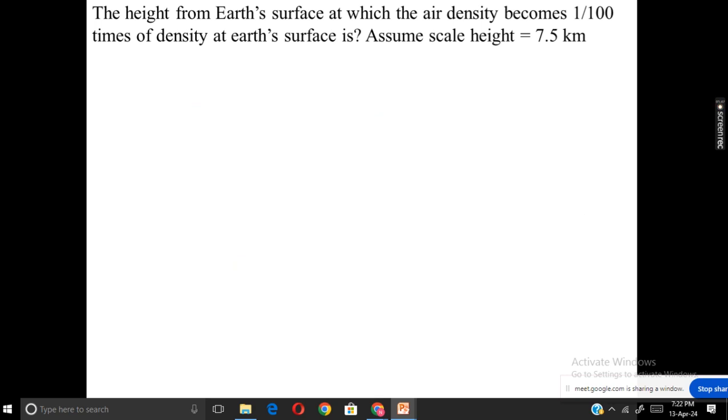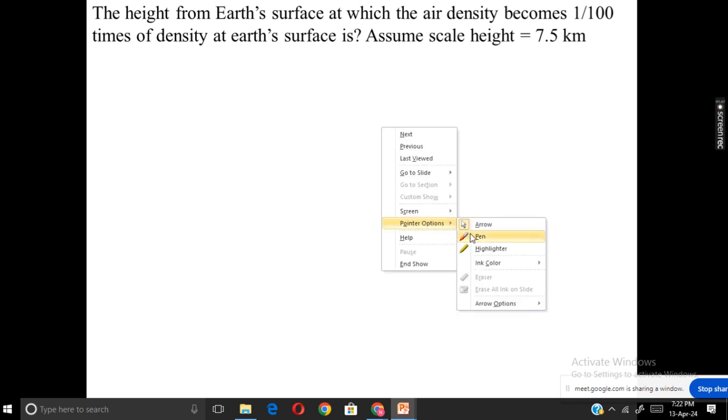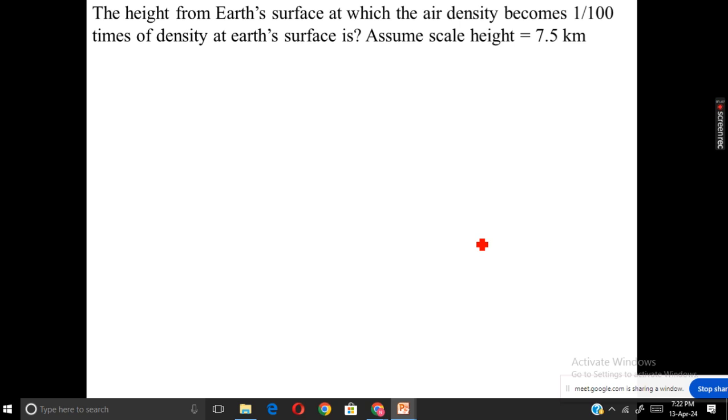The next question is, the height from the Earth's surface at which the air density becomes 1 by 100 times the density at Earth's surface. Assume scale height is equal to 7.5 km. This thing we have been doing since the first class. This is based on the vertical variation of density. We have learned that the pressure varies vertically in an exponential way. So P is given as P0 e raised to minus Z by H, where H is the scale height.